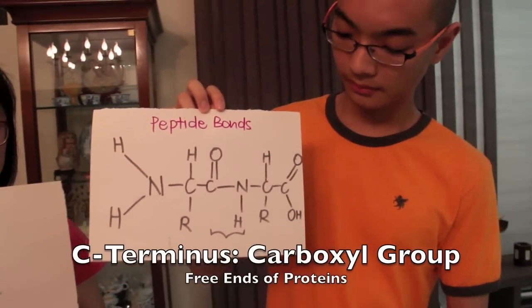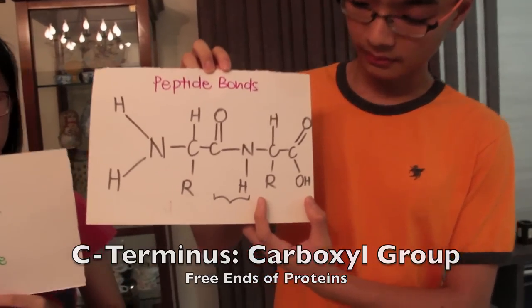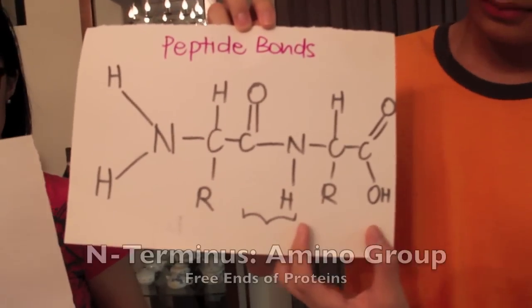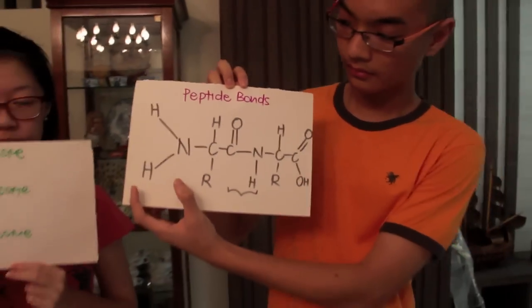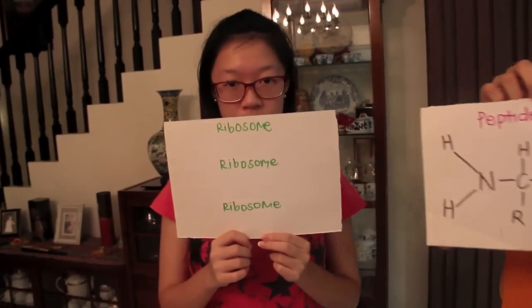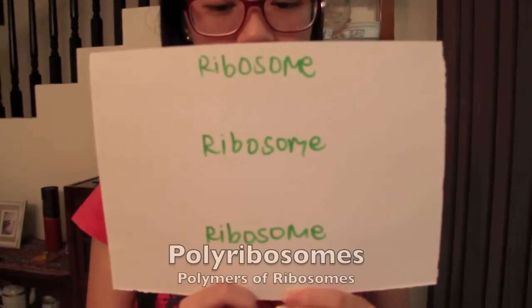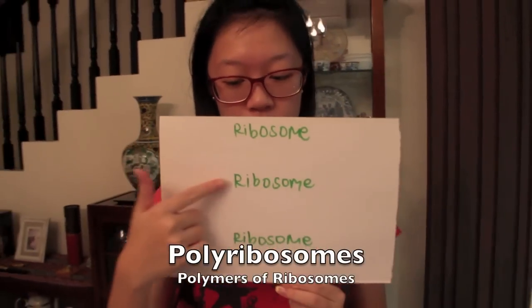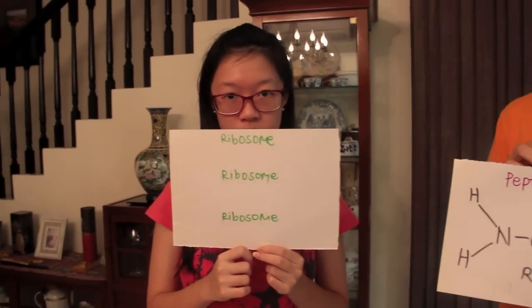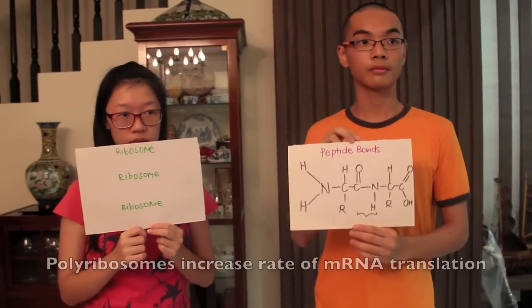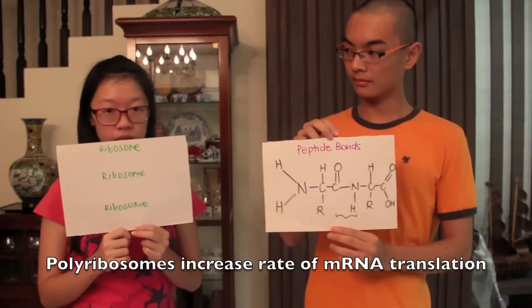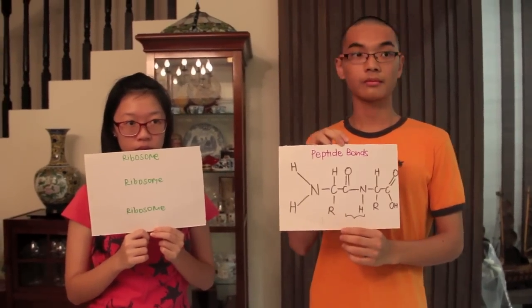One end has a free carboxyl group, and this is known as the C-terminus. The other end has a free amino group, and this is known as the N-terminus. Ribosomes further act as monomers for polymerization, forming a chain of ribosomes, known as polyribosomes or polysomes. During the process of translation, polyribosomes increase the rate of mRNA translation drastically.